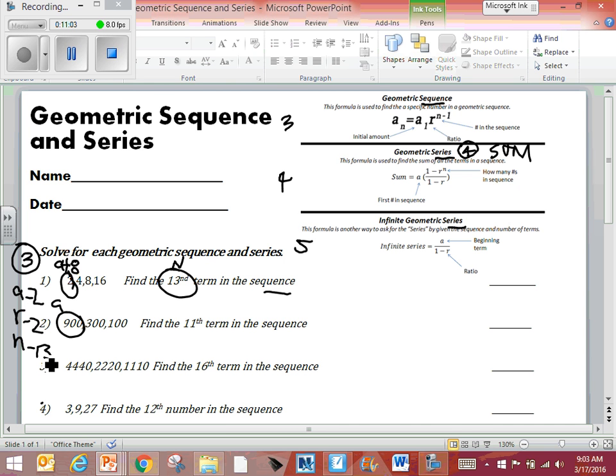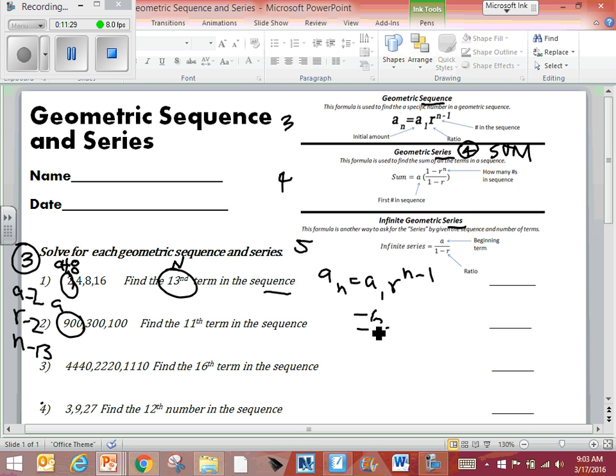All right, here it comes. A sub 13. What does that mean? Oh, no. Just write the n first. A sub n equals a sub 1 times r raised to n minus 1. Pieces of the puzzle. If I go slower, the equal sign will do what it should do. Check the clock.